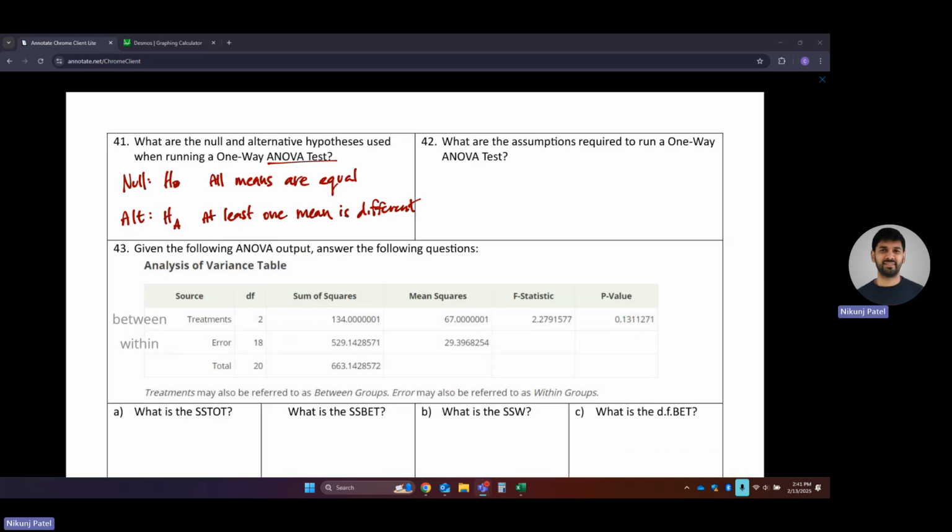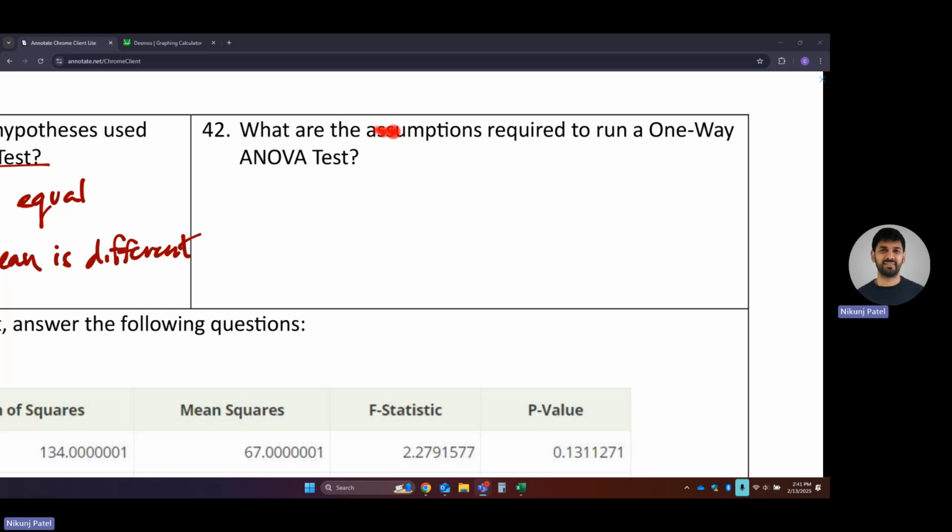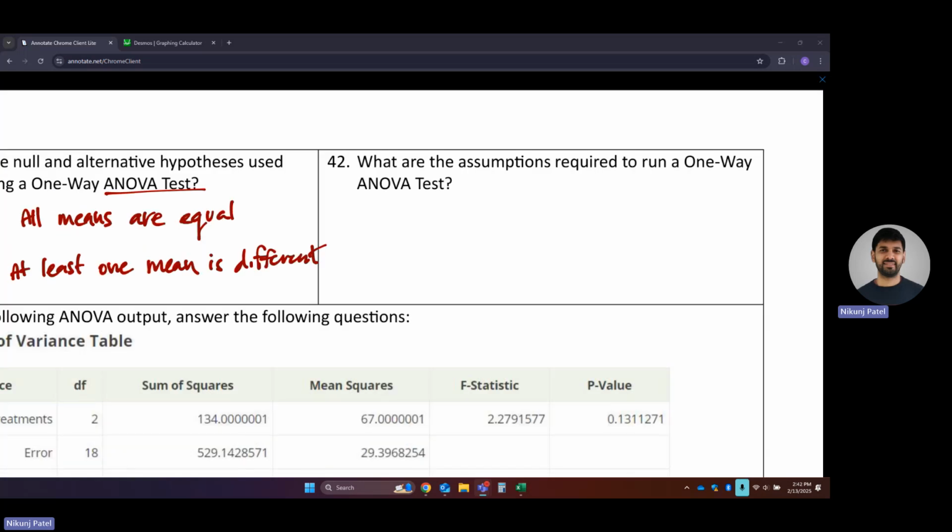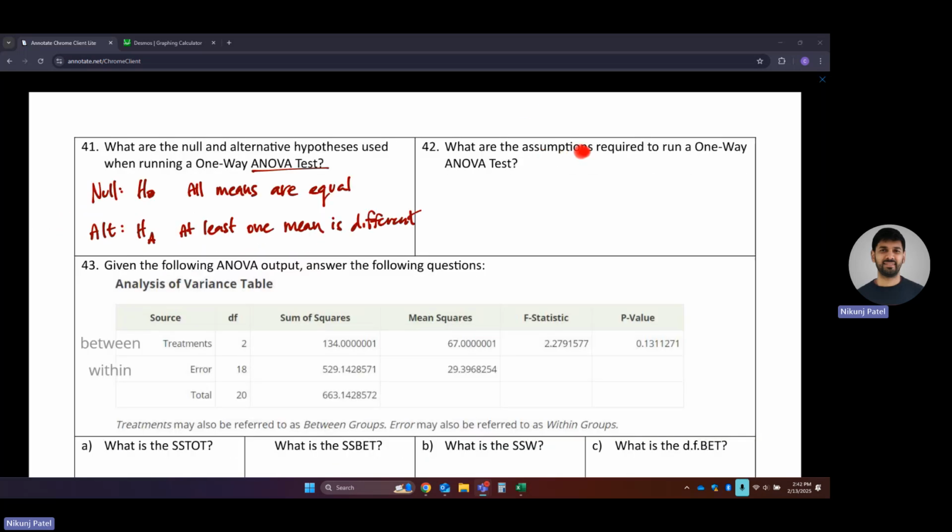For the assumptions, you're going to want to take a look in your answer key towards the back of the packet to see what the different assumptions are. I believe there are 3 or 4. Just make sure you look at those and read those assumptions for the ANOVA test.